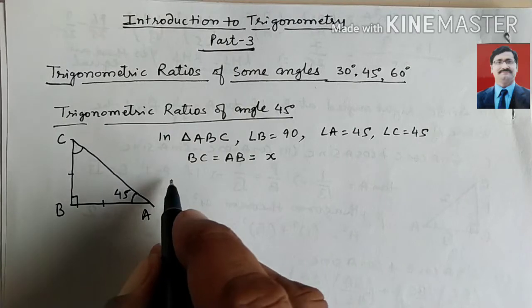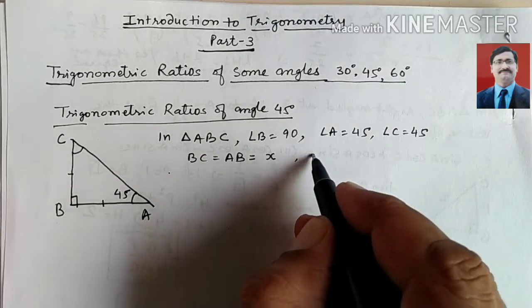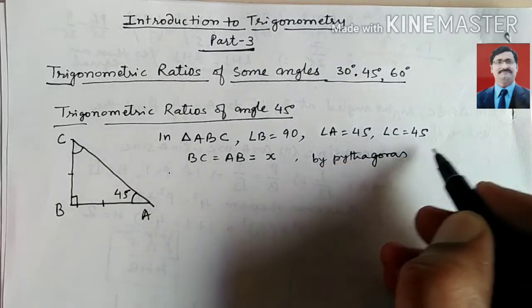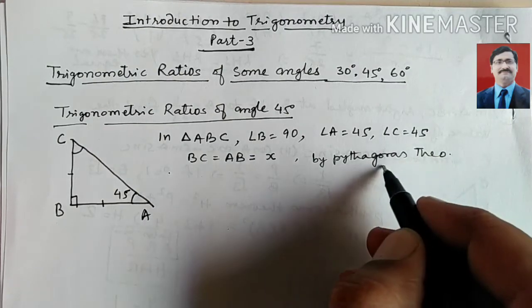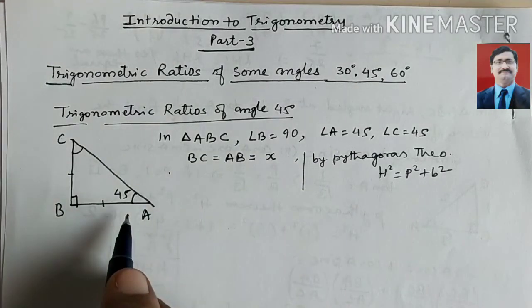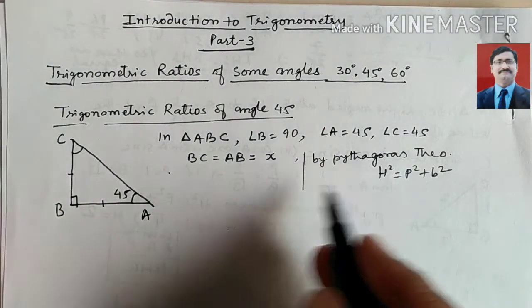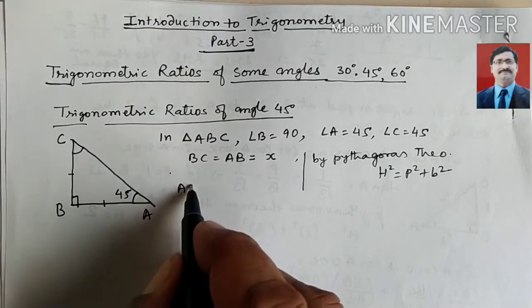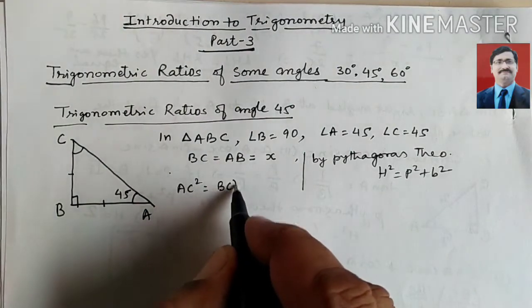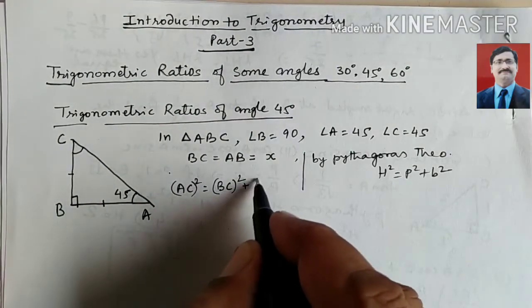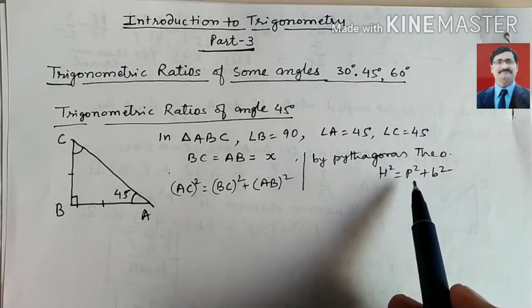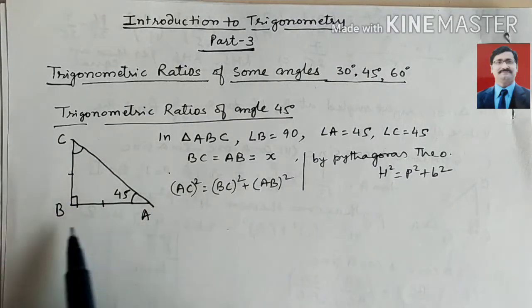Now use Pythagoras theorem. What is Pythagoras theorem? Hypotenuse square equals perpendicular square plus base square. Look here, we take for angle A. The hypotenuse is AC, so AC square equals BC whole square plus AB whole square. Hypotenuse is AC, perpendicular is BC and base is AB.